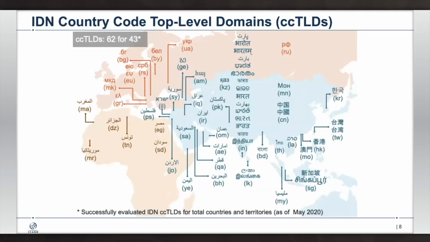Top-level domain name labels are now also possible. ICANN has been working with the community to allocate or delegate both the country code top-level domains and the generic top-level domains in local languages and scripts.